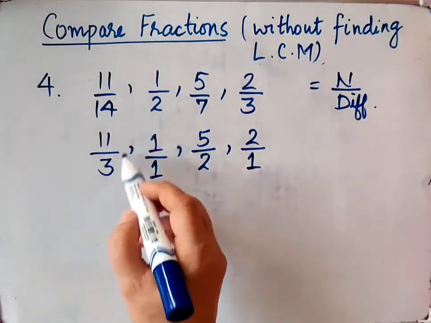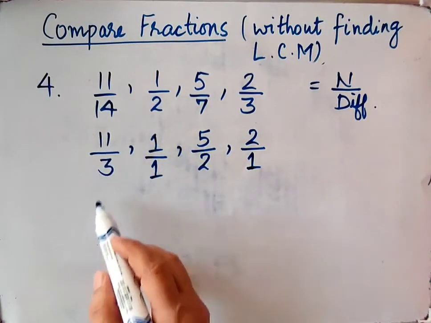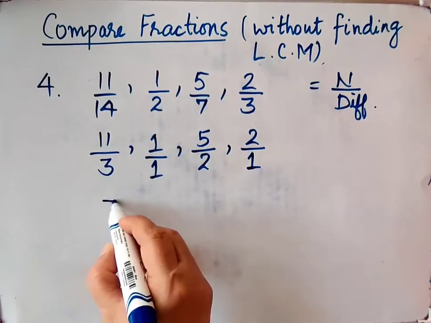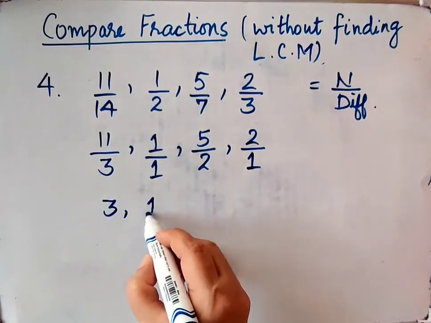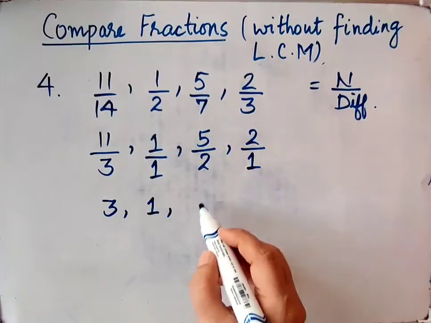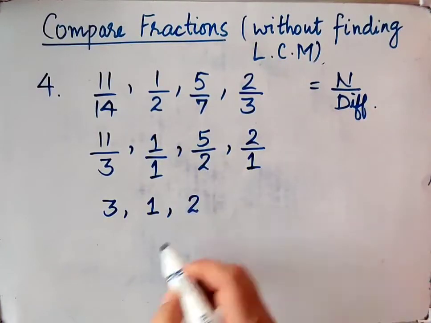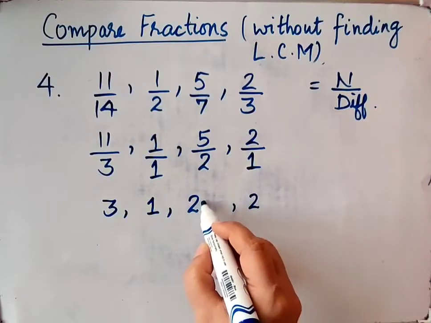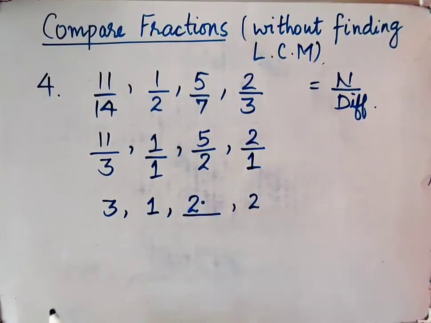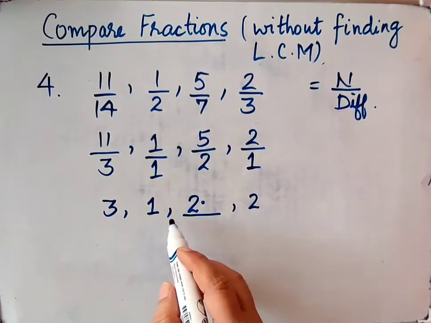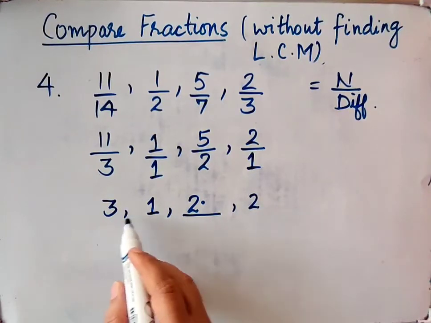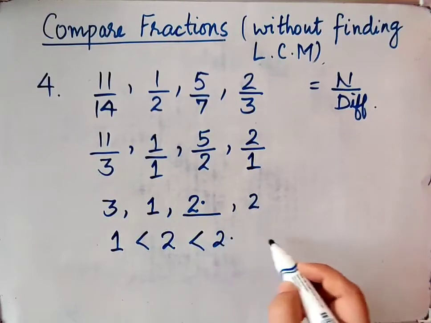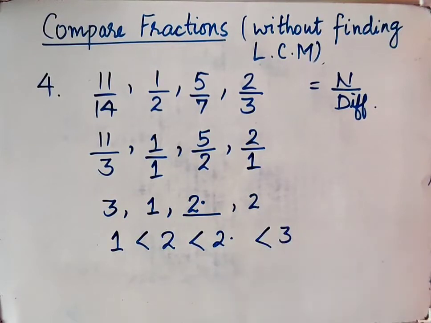Now here you have to simply divide these numbers. You can easily divide. 3 3s are 9 and 3 4s are 12. So 3 will be the quotient here. 1 by 1 gives you 1. 5 by 2: 2 times gives me 4 and 1 more, so this will be 2 point something. Therefore, if you arrange these numbers, this will be 1, less than 2, less than 2 point something, and this is 3.